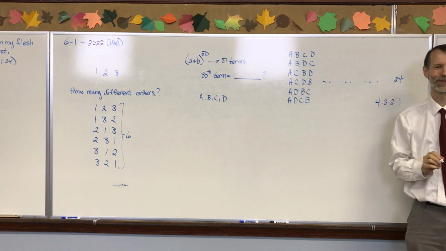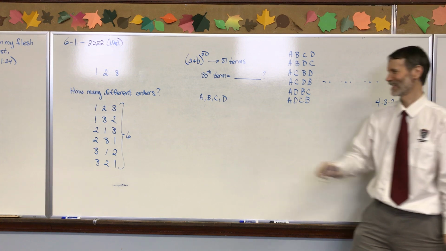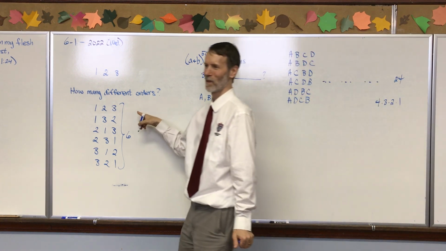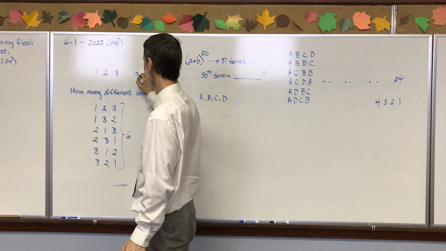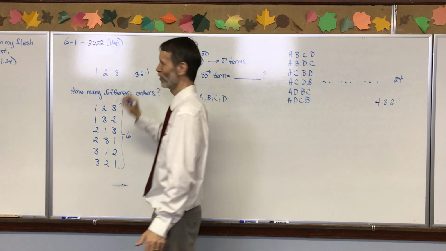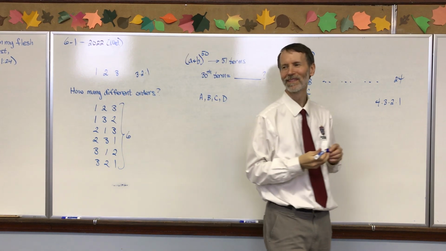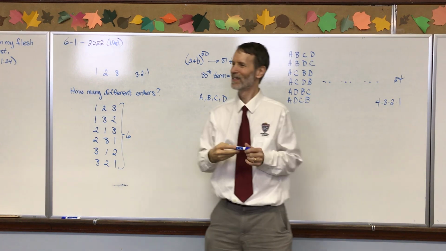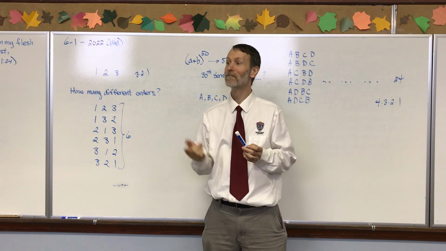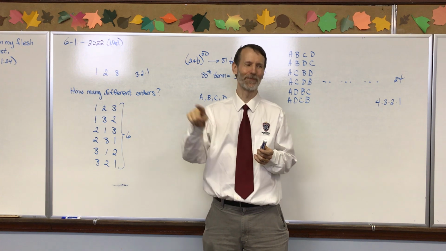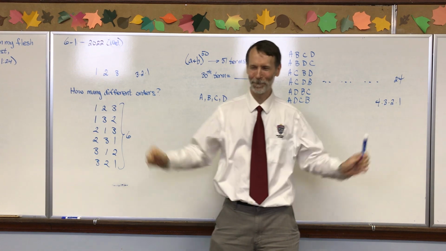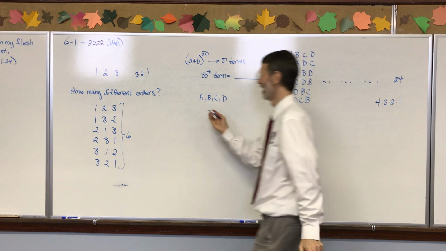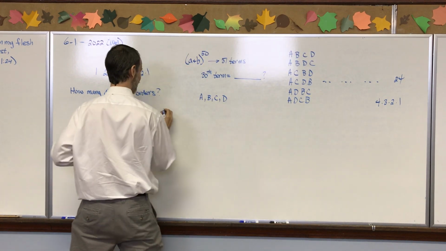4 times 3 times 2 times 1. Guess how they get 6? 3 times 2 times 1. What if you had 5 letters? 5 times 4 times 3 times 2 times 1. Bingo. And you just discovered a very obscure thing.